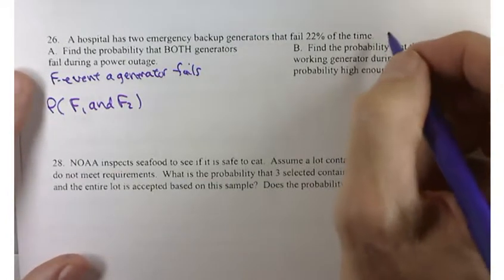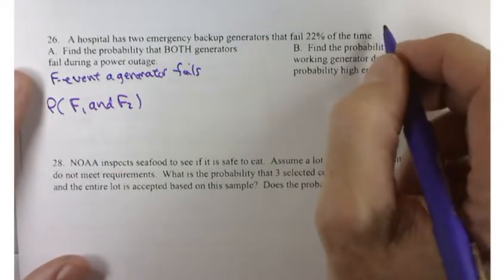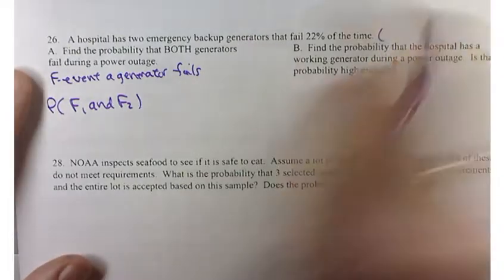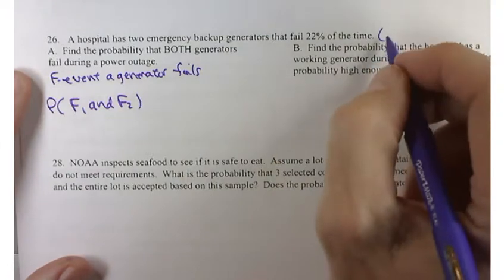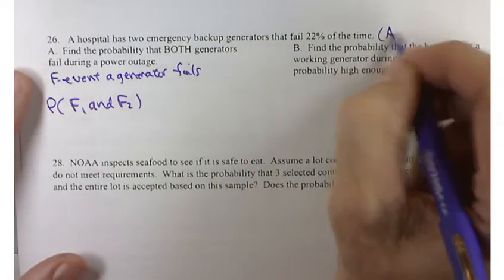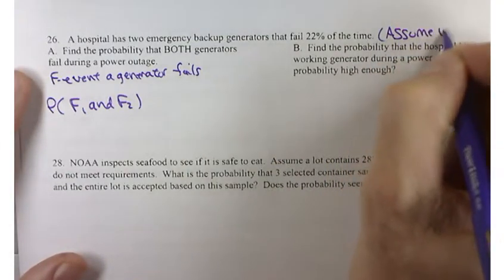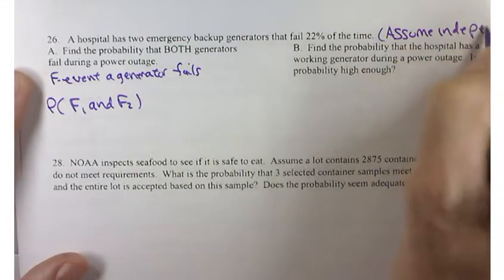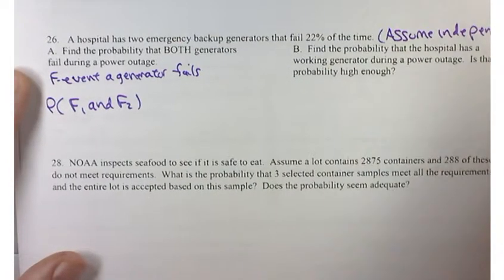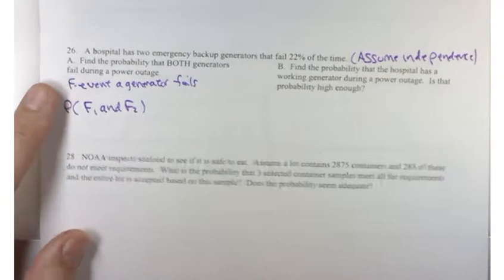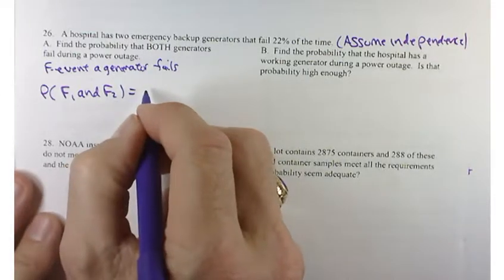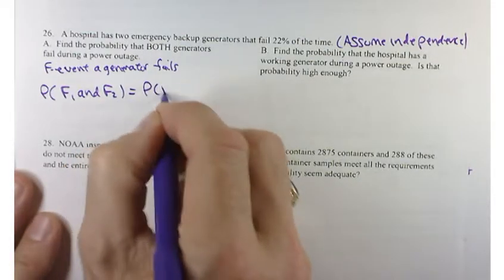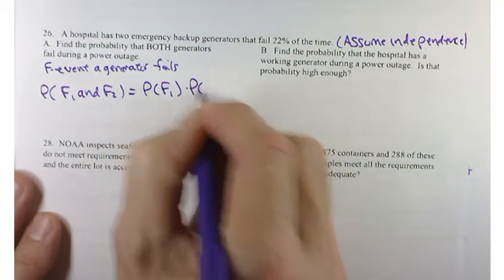I'll try and be explicit about some of these things on an exam, but let's assume that the probability of these generators working are independent of each other. So assume independence. If we can assume that they're independent, then this probability becomes a little bit easier. It's going to be the probability that the first one fails times the probability that the second one fails.